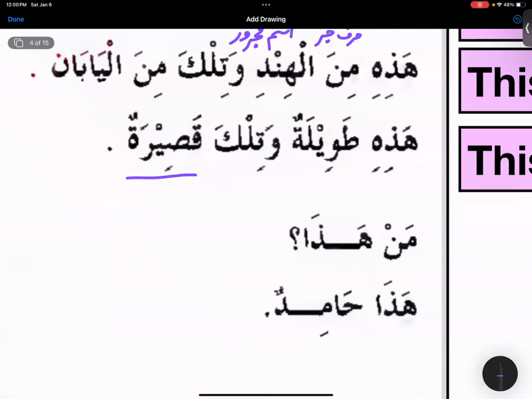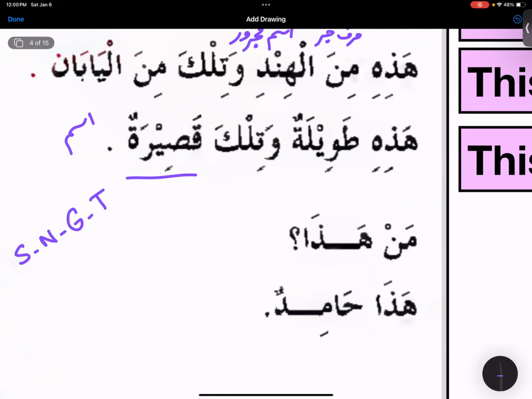Ta, and also it has dhamma time. Very good. So the two clues tell us that this is ism. Perfect. So this is ism and this is muannas. Very good. Muannas. And if I ask you for 4 properties of it: status, number, gender, and type.